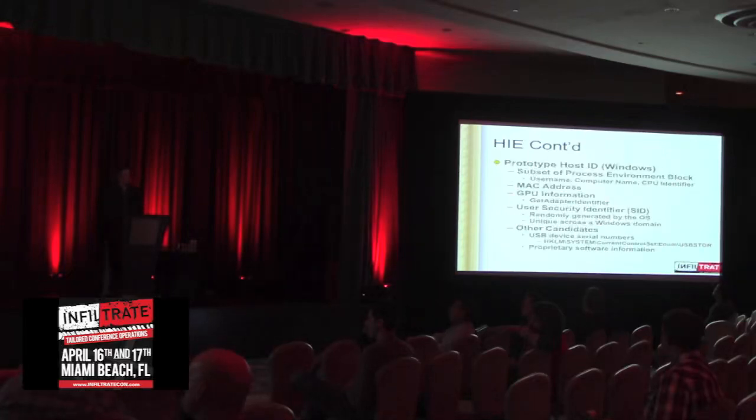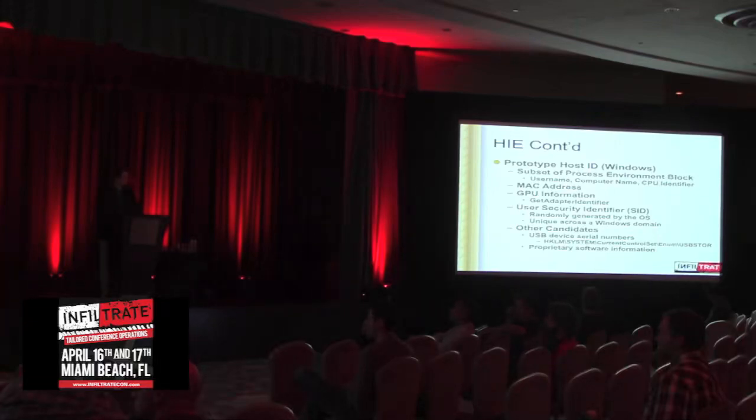So for Windows, the prototype host ID that we came up with uses a subset of the process environment block, specifically the username, the computer name, and the CPU identifier. It uses the MAC address as well. You can get GPU information using, for example, the Windows API GetAdapterIdentifier. And we also use the user security identifier, SID, which is supposed to be randomly generated by the OS at installation time and unique across a Windows domain.